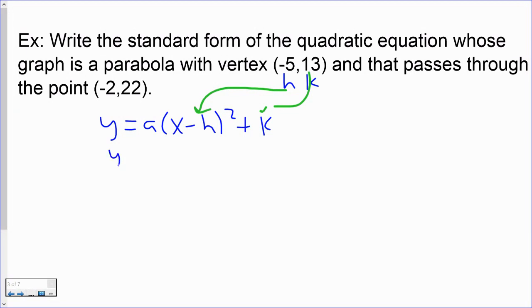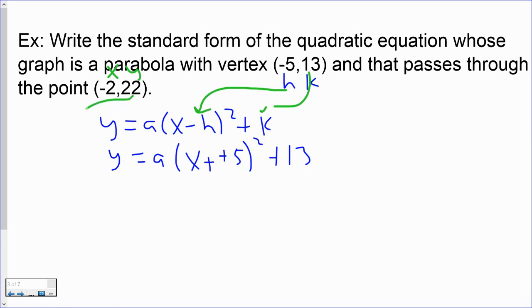So once I do that, I'll have y equals a(x minus -5) squared and then plus 13. Now we know by now that minus a negative is really a positive. Then we're going to do what we did before. This is a coordinate point, x, y.